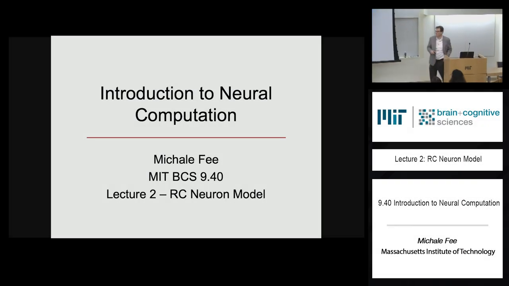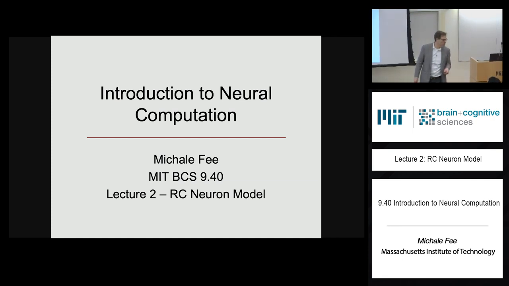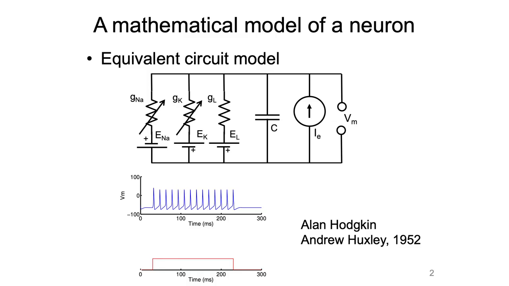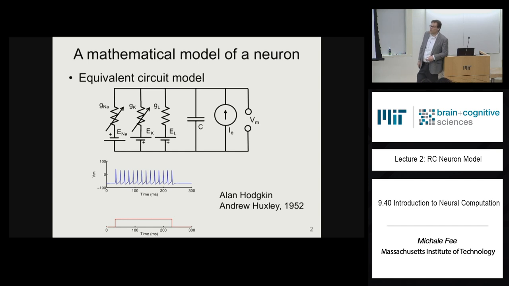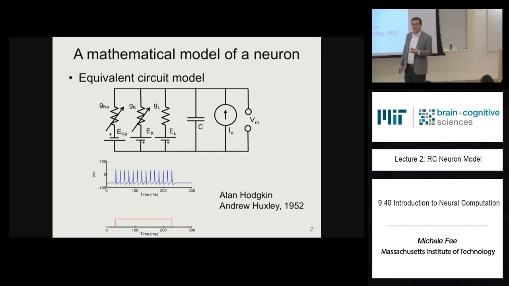Okay, good morning, everyone. So today we are going to continue the process of building our equivalent circuit model of a neuron. This model was actually developed in the late 40s and early 50s by Alan Hodgkin and Andrew Huxley, who started working on the problem of understanding how neurons make action potentials.